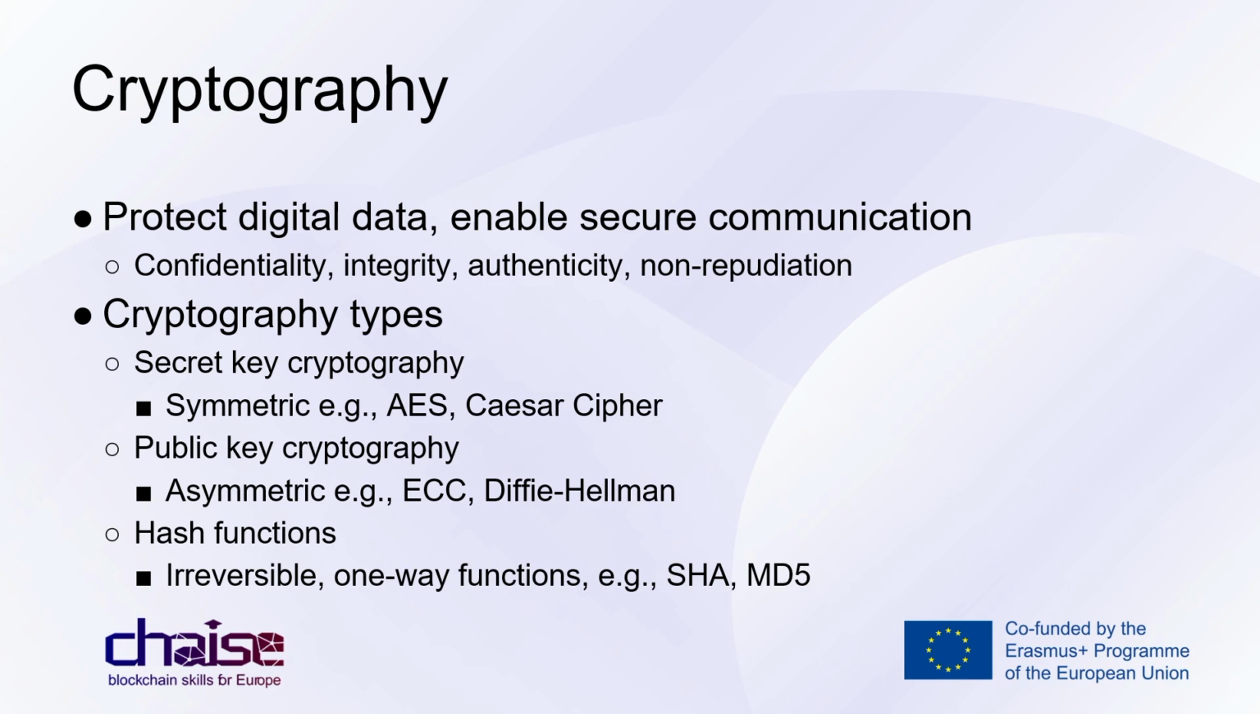Blockchain includes various cryptography based mechanisms. For example, secret key cryptography. For example, symmetric key cryptography like Advanced Encryption Standard (AES) or Caesar cipher. Public key cryptography, for example, asymmetric cryptography like elliptic curve cryptography. Hashing functions that generate irreversible one-way hash strings, for example, SHA and MD5.